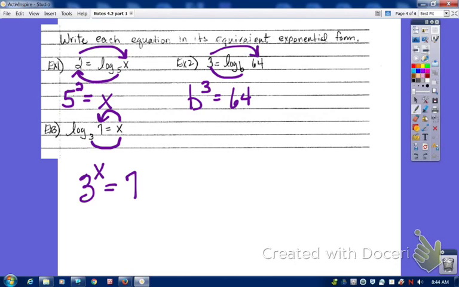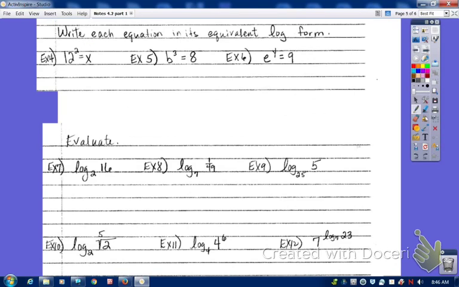Any questions about those? All right, now they're going to make us go the other way. It says write each equation in equivalent log form. So now we're going backwards. Let's start with the word log, L-O-G, and then you do your little subscript, and your subscript is your base.